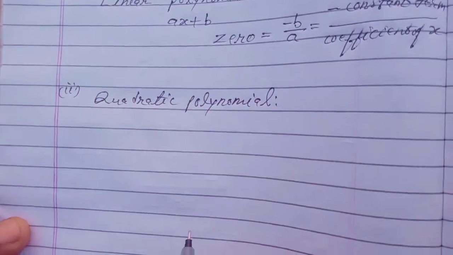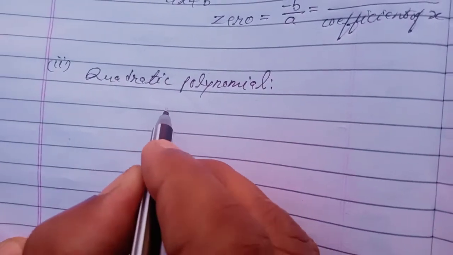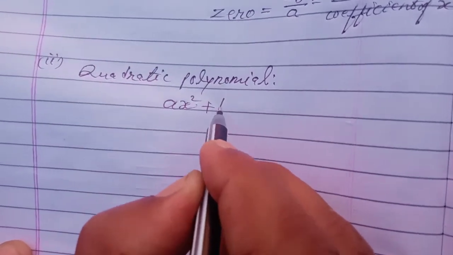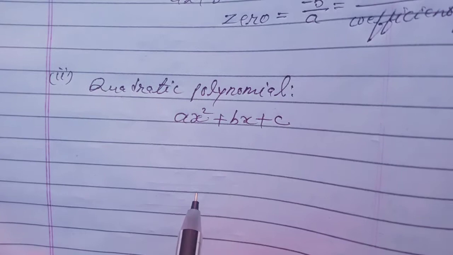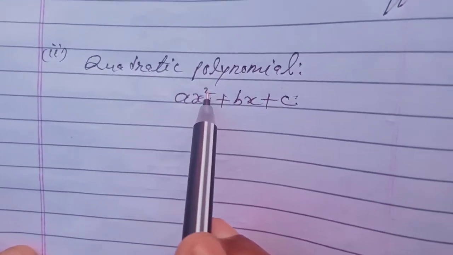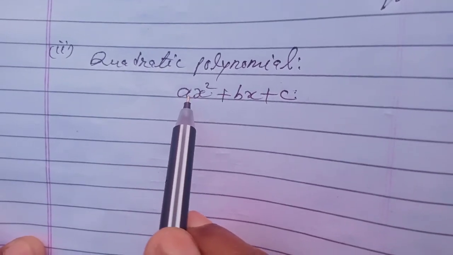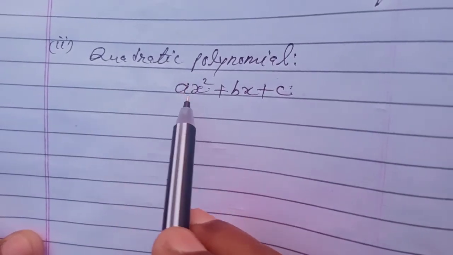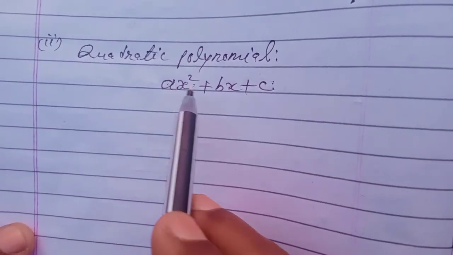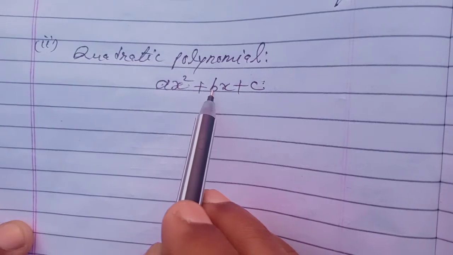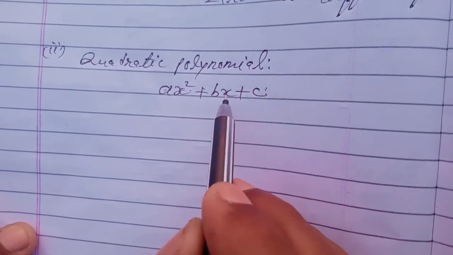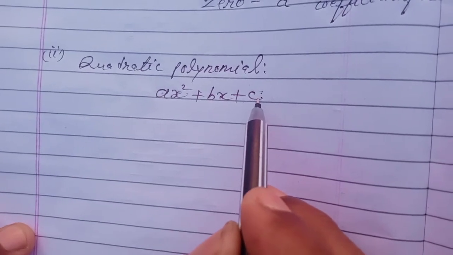Quadratic polynomial. A quadratic polynomial is ax square plus bx plus c. This is a quadratic polynomial because the degree of the polynomial is 2. Here a, b, c are numbers: a is the coefficient of x square, b is the coefficient of x, and there is no variable with c, so this is the constant.